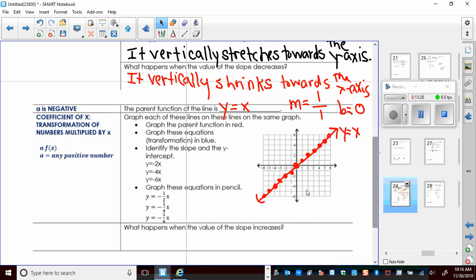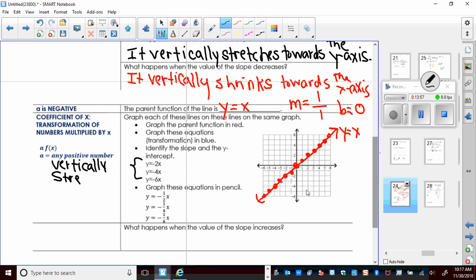The difference between these graphs here and these graphs up there is that these numbers are all negative. They have a negative slope. However, the same thing occurs when the number is bigger than 1, even if it's negative. If it's bigger than -1, or technically smaller than, you vertically stretch. Okay? Right here, these are my vertical stretches. But down here with these fractions, we're vertically shrinking towards the x-axis.